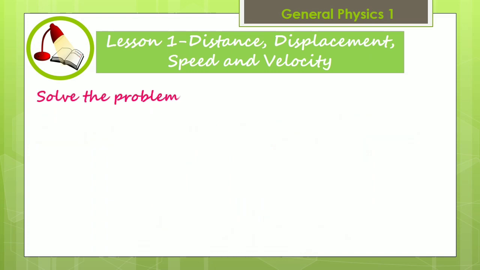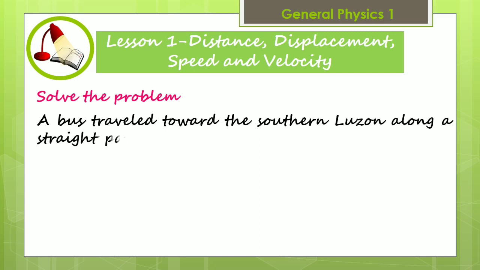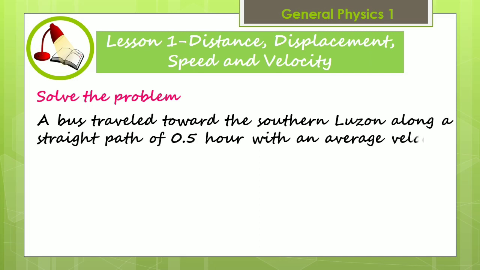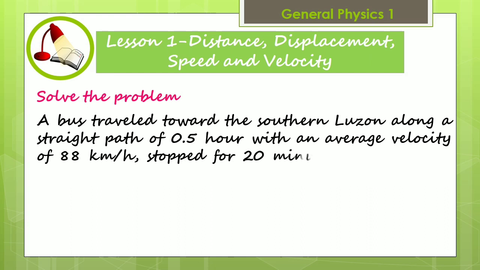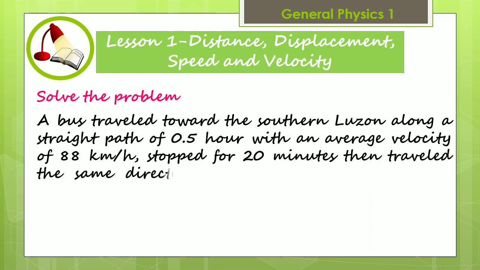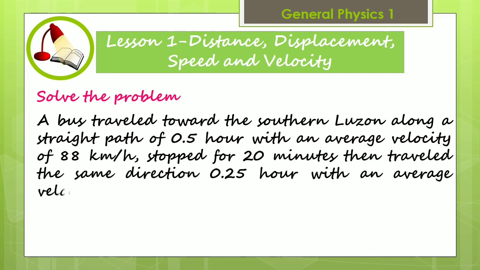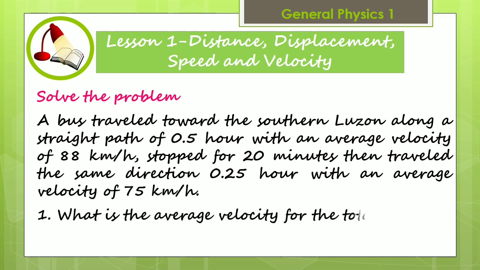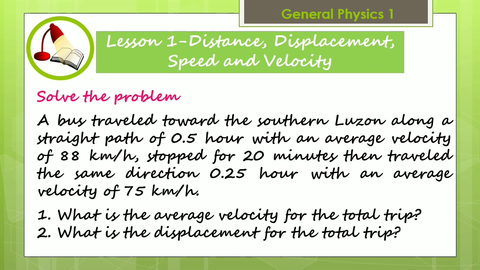Solve the problem. A bus traveled toward southern Luzon along a straight path for 0.5 hour, with an average velocity of 88 km per hour. It stopped for 20 minutes, then traveled in the same direction for 0.25 hour, with an average velocity of 75 km per hour. Number 1. What is the average velocity for the total trip? Number 2. What is the displacement for the total trip?